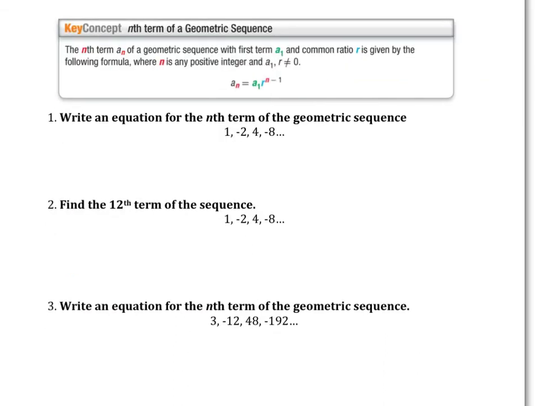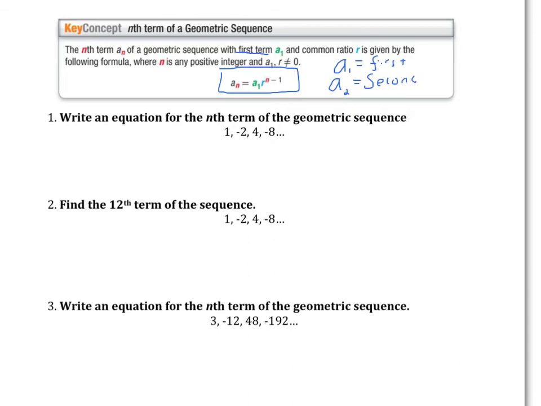So now we're going to use this formula right here to find out what the equation is for each geometric sequence. So for this formula, we have a with the sub 1, which is going to be the first term. So that's what the 1 represents. A sub 1 is the first term. So that means if we had a sub 2, that's going to be the second term.